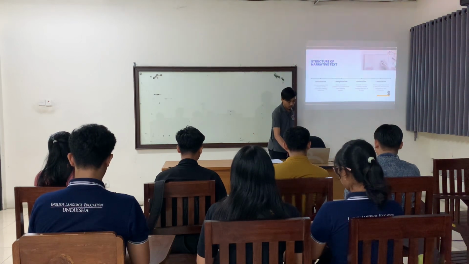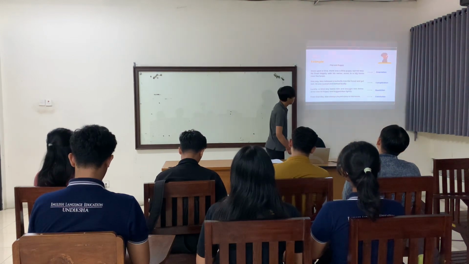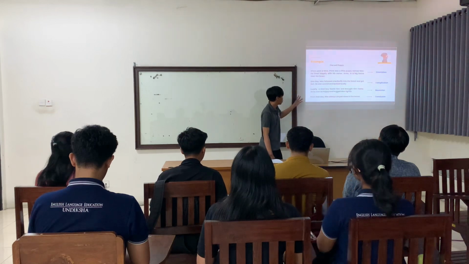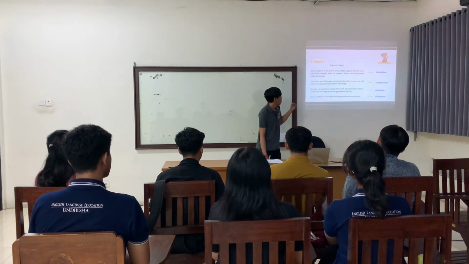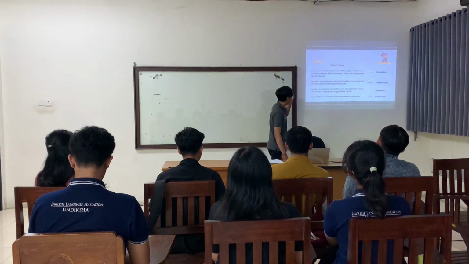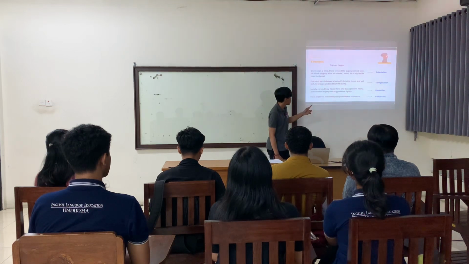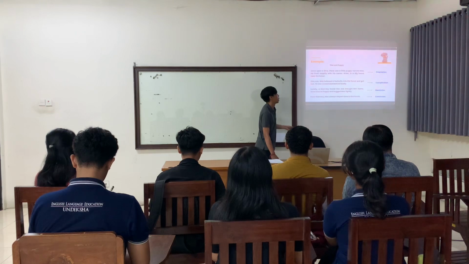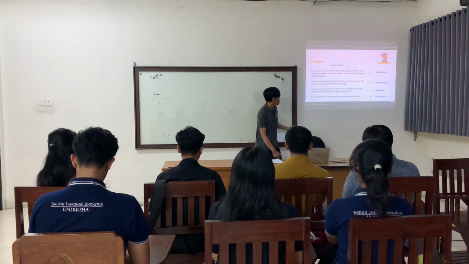Okay, I have an example of the structure of a narrative text. So I have a story. The title is The Lost Puppy. Once upon a time, there was a little puppy named Max. He lived happily with his owner, Anna, in a big house near the forest. So that is the orientation of the story.